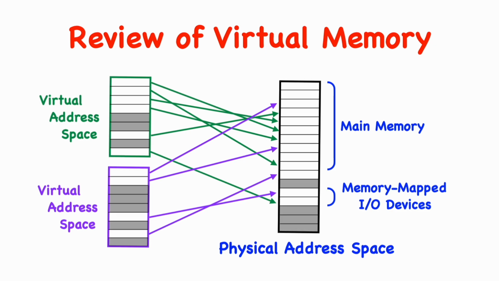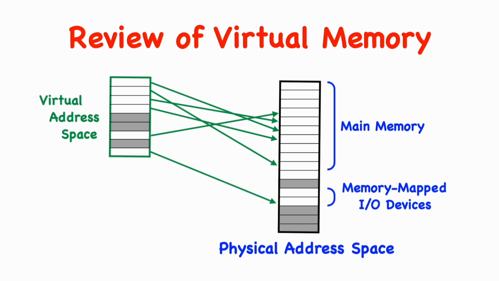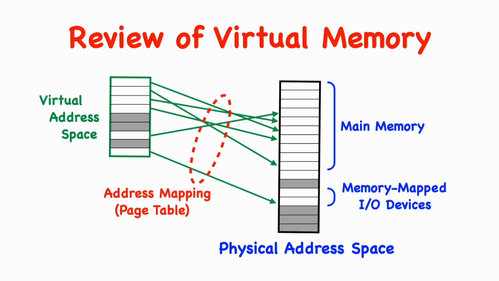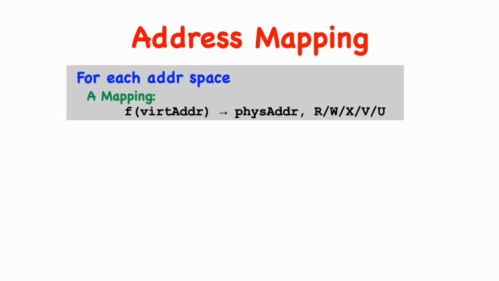Also, in real address spaces, there would be many, many more pages than I have room to show in this diagram. To simplify, let's get rid of all but one virtual address space, and let's focus on the mapping from virtual pages to physical pages. Virtual addresses are translated into physical addresses by the hardware, and this is done using a page table. There's one page table for each virtual address space. The page table can be thought of as a function that's given a program-generated address, that's a virtual address, and it translates it into a physical address and some protection bits.